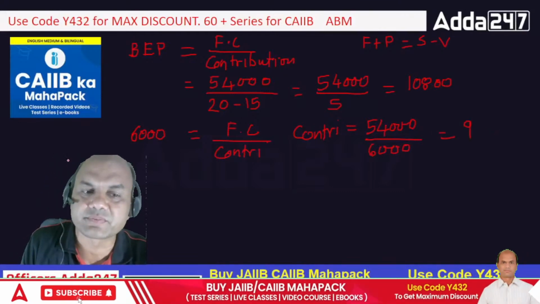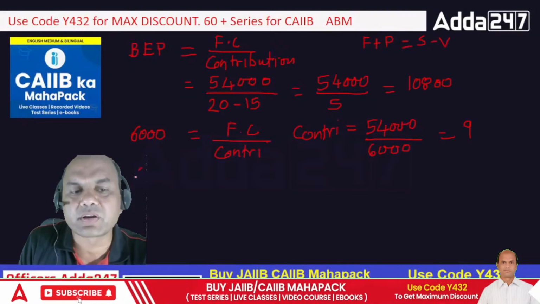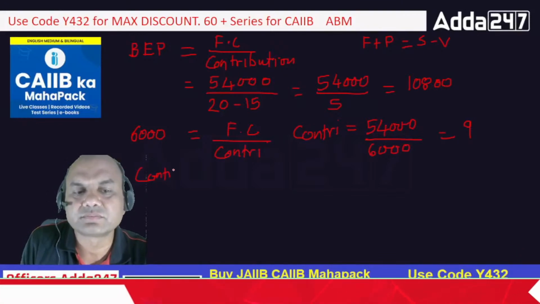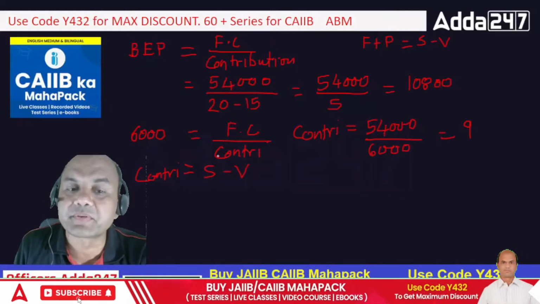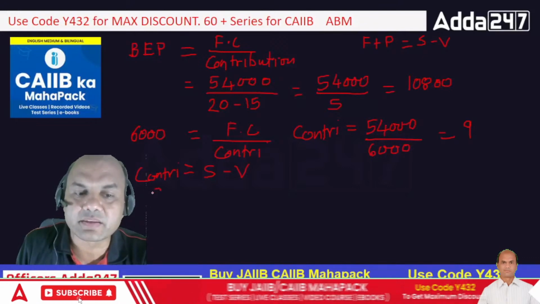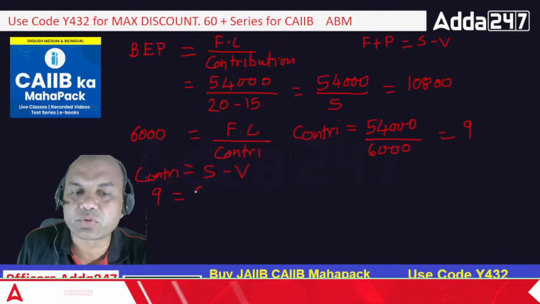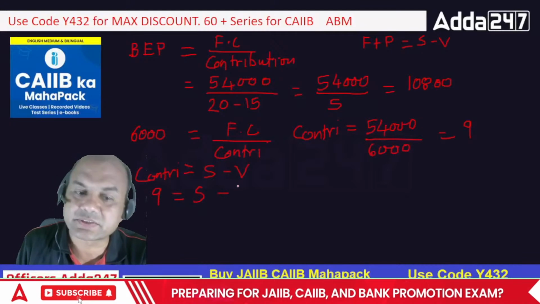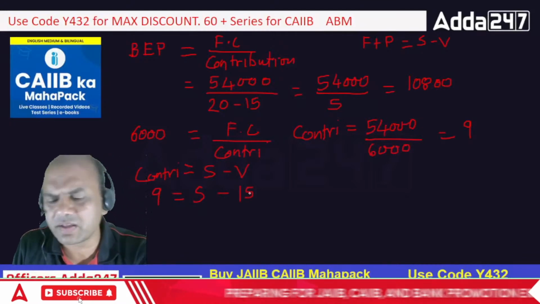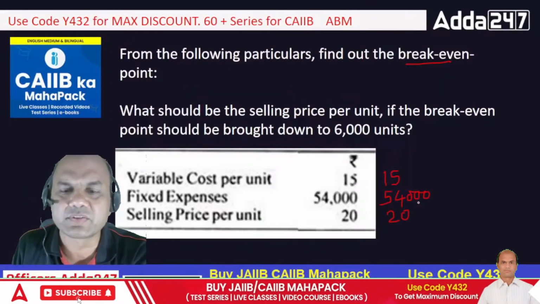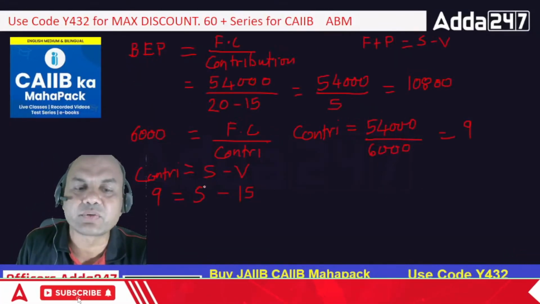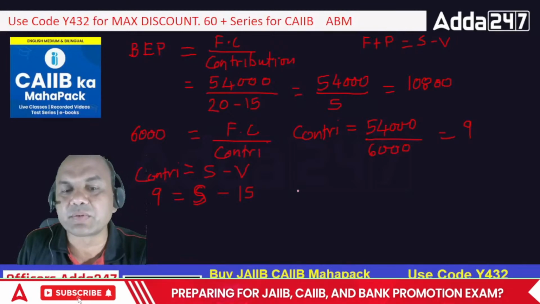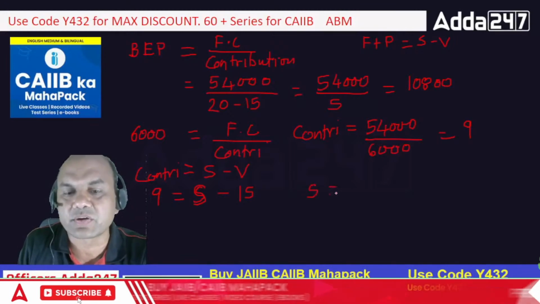But what is contribution? Contribution means what? Contribution is selling price S minus V. Right. So what do I know about this? So contri 9. S I don't know. Variable cost I know. Yes, I know. 15 only, na? Let me see. Yeah, 15 only. Variable cost is 15, right? So 15. So S I don't know. I have to find out S.